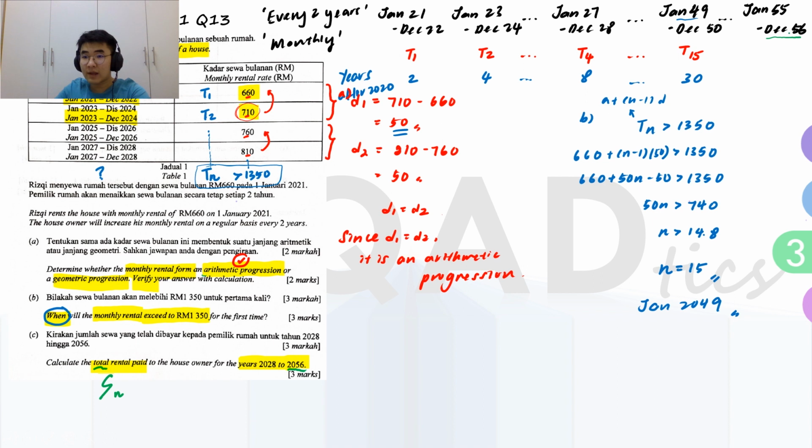Okay, so going back to the table that we drew, here December 56. So let's find the difference between 2056 and 2020. So here will be 36 years. So just now we multiplied by 2, now we divide by 2 to find the term. Okay, so now we know that it is T18, the 18th term. So now 2028 to 2056 is actually this period from T4 until T18.